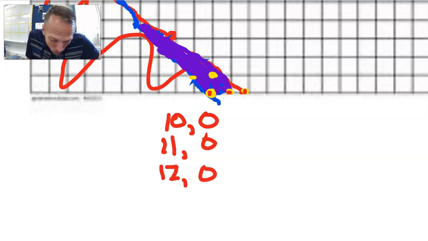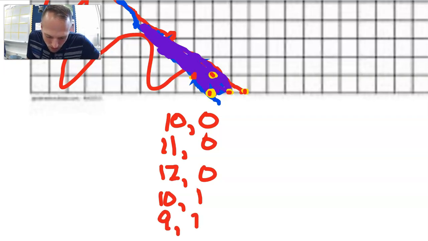Or, what about that point right there? We could buy 10 spiral and 1 3-ring binder. Or, that one looks like we could buy 9 spiral and 1 3-ring. And it's kind of hard for me to tell, but I can't tell if that next one is a part of our answer. I think that next one is, right there. It looks like we could also buy 9 spiral and 2 3-rings.